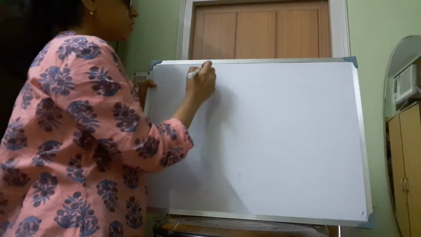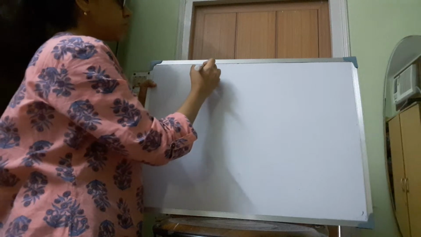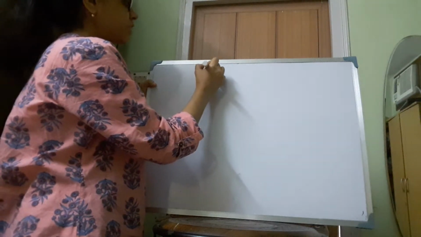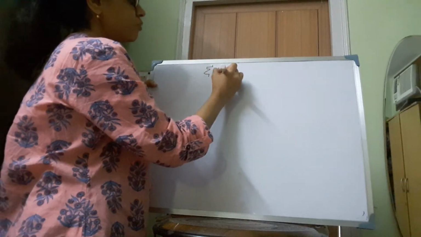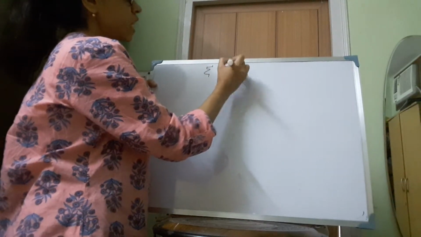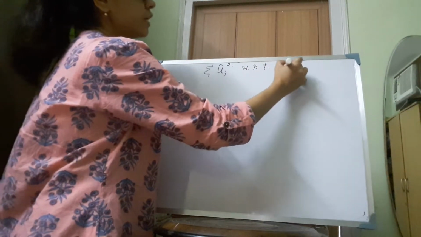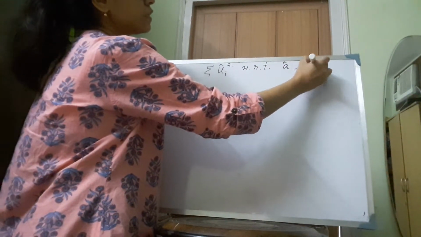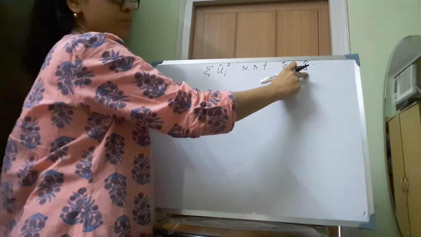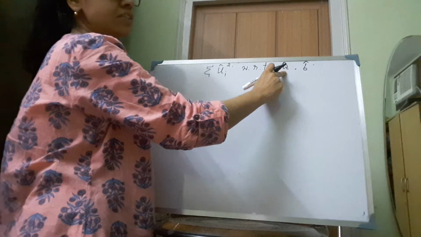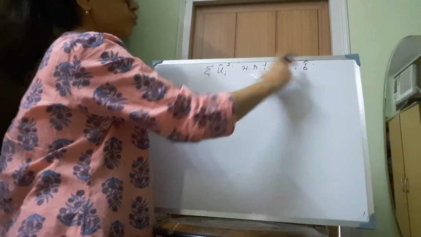I shall start with the derivation of a hat and b hat using the least square method. In the least square method, what we are doing? We are minimizing the sum of the squares of the error term with respect to a hat and b hat. So a hat and b hat are the estimated regression parameters. A hat is the estimated intercept and b hat is the estimated slope of the regression equation.